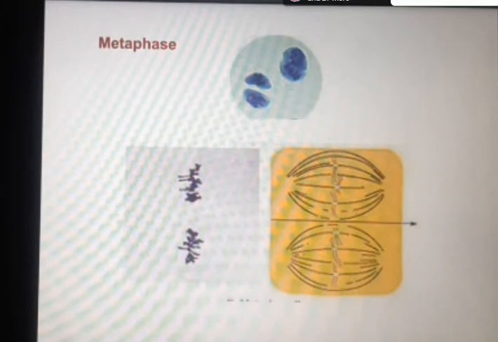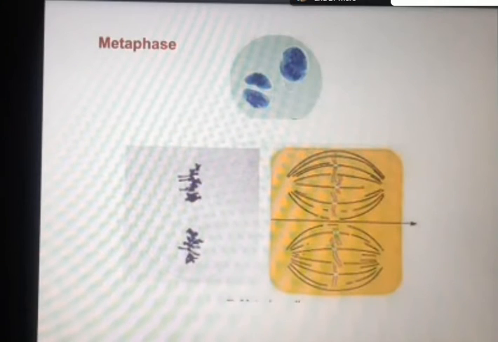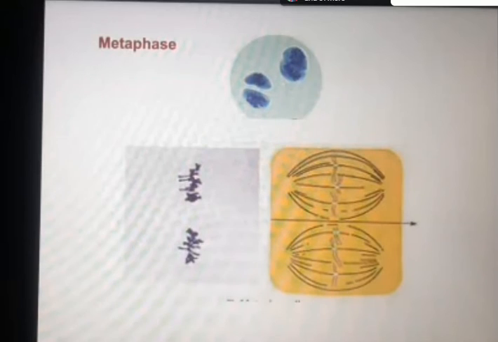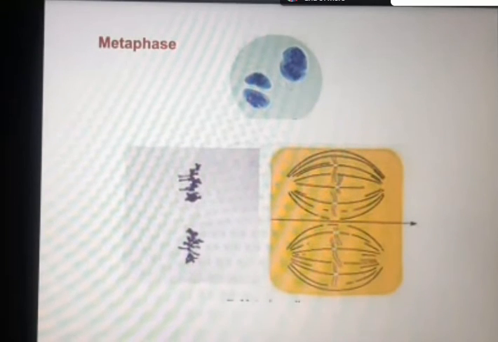So don't be confused with this particular figure, that they are not looking like the metaphase stage. They were not present at the equatorial plate. Anyways, this is about the metaphase.